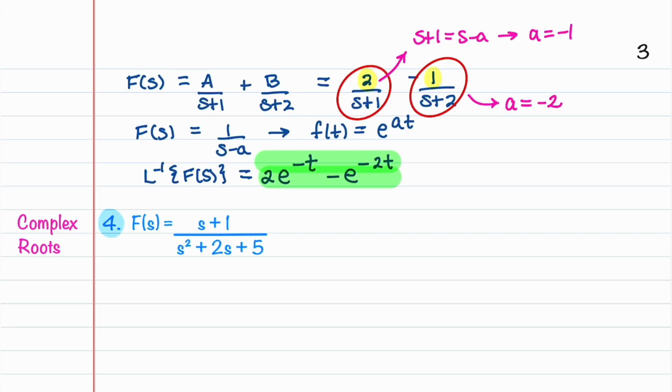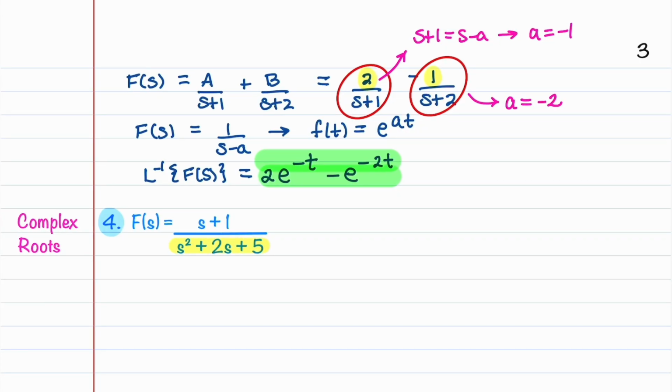Let's look at our last example. We're going to find the inverse Laplace transform of (s + 1)/(s² + 2s + 5). Just like in example 3, we have a quadratic in the denominator. Let's see if we can factor this one. It doesn't look like we can factor it, but let's make sure and let's calculate the discriminant. The discriminant is b² − 4ac. So this is 2² − 4 times 1 times 5. This is equal to −16, which is less than 0.